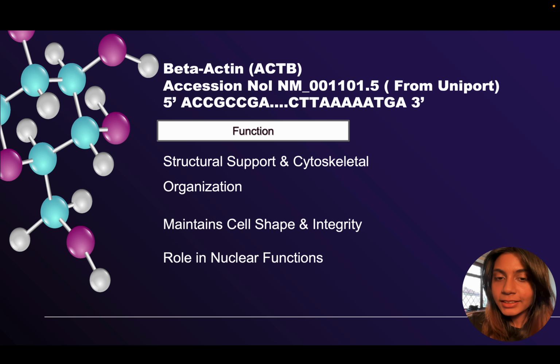Beta-actin, ACTB, this is the accession number, and this is the sequence that we got from UniProt. This is a highly conserved cytoskeleton protein that helps us to maintain cell shape, motility, and structural integrity. Beyond its classical role in the cytoplasm, recent studies have shown that beta-actin plays an important role in nuclear function, including transcription regulation and chromatin remodeling, which makes it highly useful for my study.